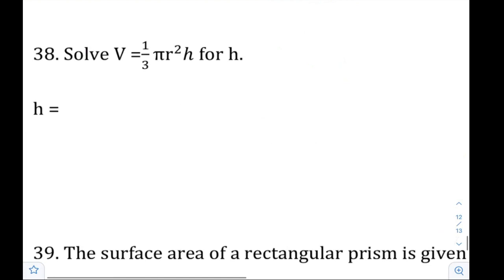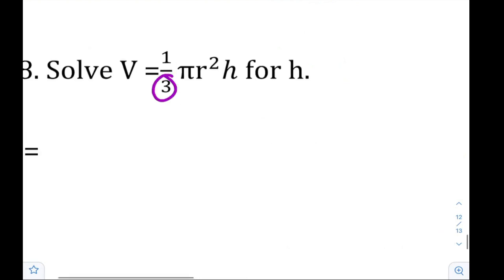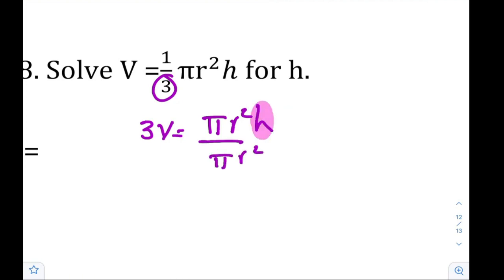Solve the volume formula for H. Step 1, multiply by 3. So it's 3V is equal to pi r squared H. You need H. So divide by pi r squared both sides.